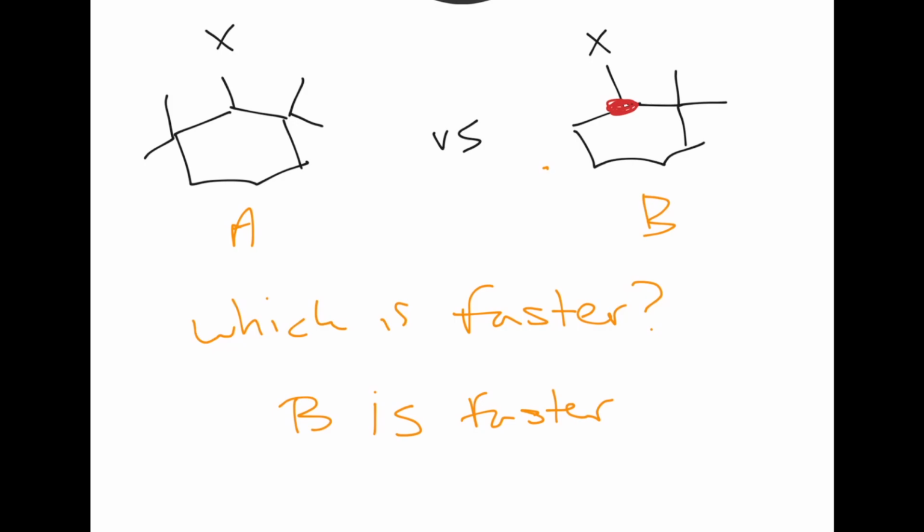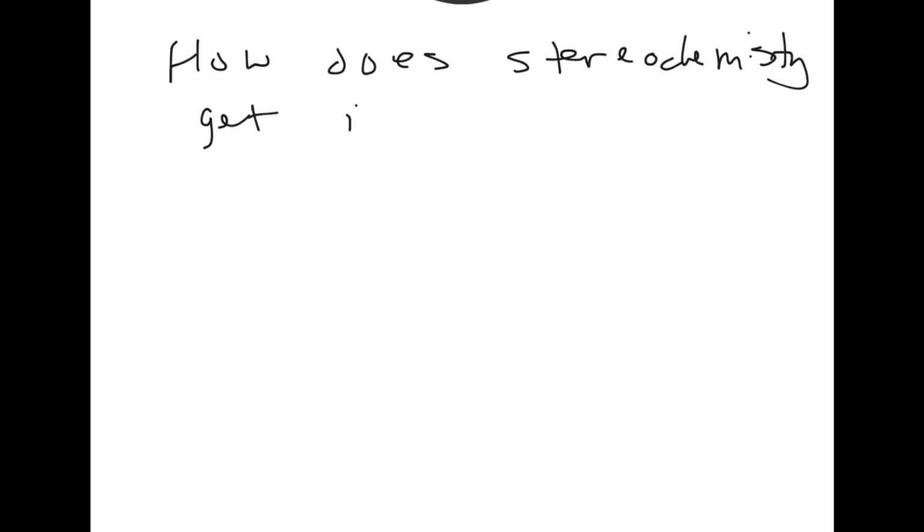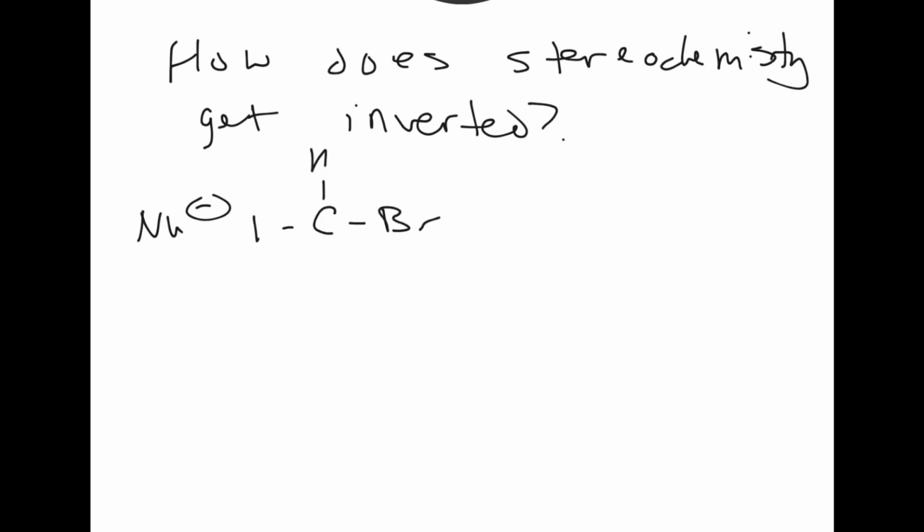All right. And the last thing is something we've talked about, right, is the inversion of stereochemistry. So how does stereochemistry get inverted? Right. So we're gonna just do, like, kind of the simplest possible SN2 reaction, right? Where we're gonna have a nucleophile add to, like, methyl bromide.